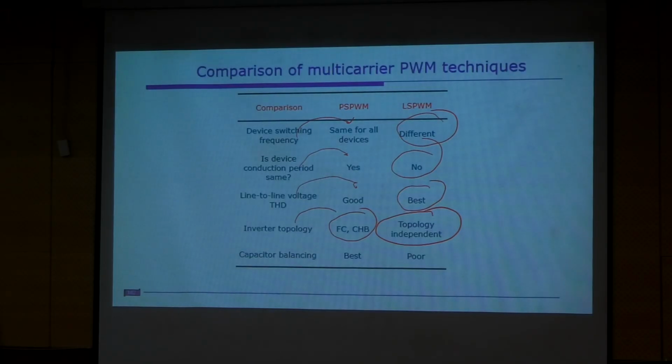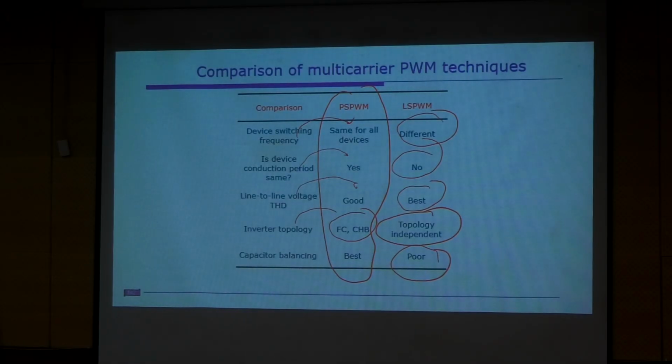And capacitor balancing, or power sharing: if the switching frequencies are the same, all H-bridges deliver equal power, all switches are equal, so naturally we can balance the capacitors with this method. Whereas with this one it is difficult, so we need to adopt some other methods. If you are still using level shift PWM, you need to use some other methods to get equal power sharing among the H-bridges.